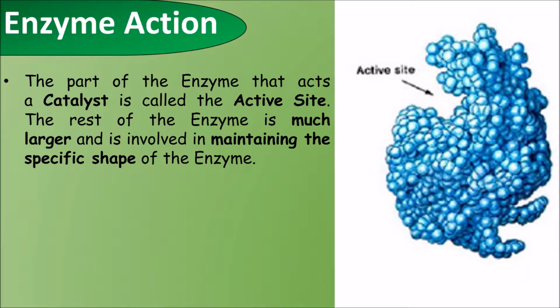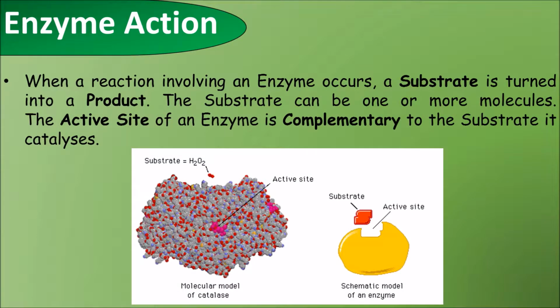The part of the enzyme that acts as a catalyst is called the active site. The rest of the enzyme is much larger and is involved in maintaining the shape of the enzyme and the active site. When a reaction involving an enzyme occurs, a substrate is turned into a product. The substrate can be one or more molecules. The active site of an enzyme is complementary to the substrate it catalyzes, so the substrate fits into the active site exactly.